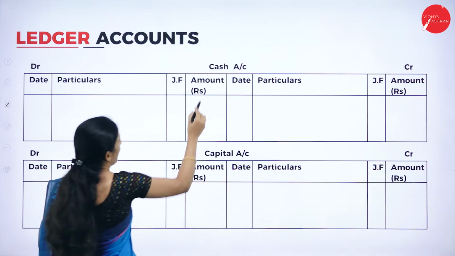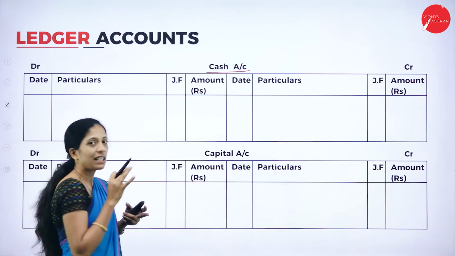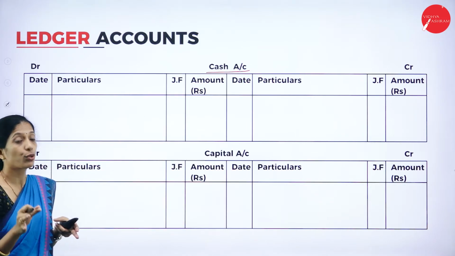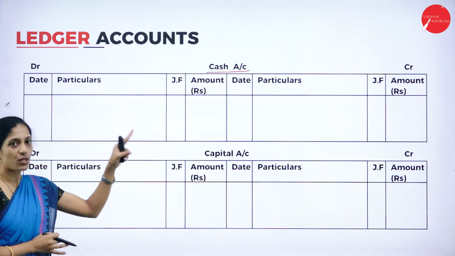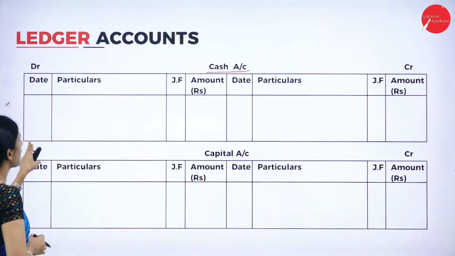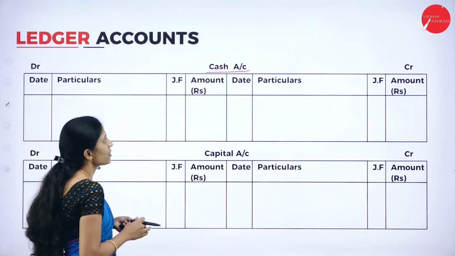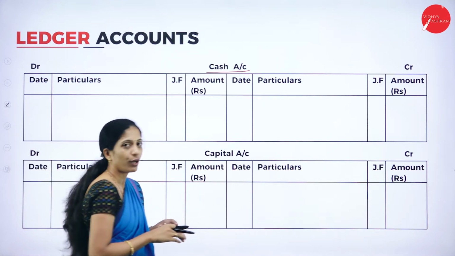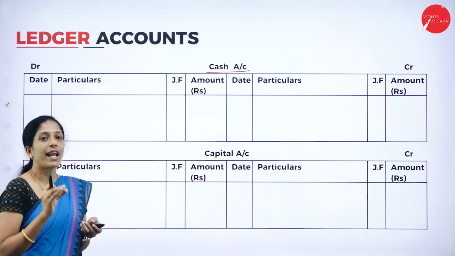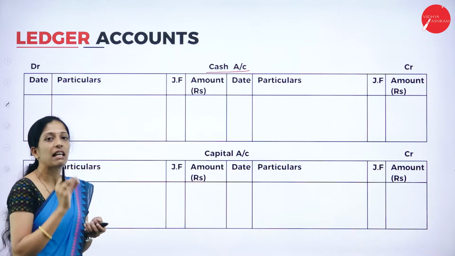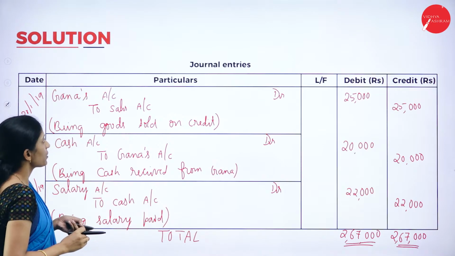So first we shall prepare cash account. The name of the account is cash account, and you know the format. There will be debit as well as credit side. Under debit side: date, particulars, journal folio, amount. Under credit side also: date, particulars, journal folio and amount. Now we have to see the journal entries where there is cash account. Okay, go through the journal entries.